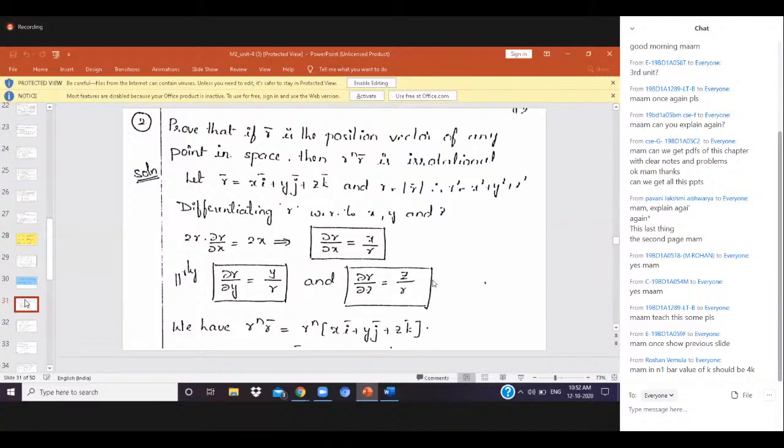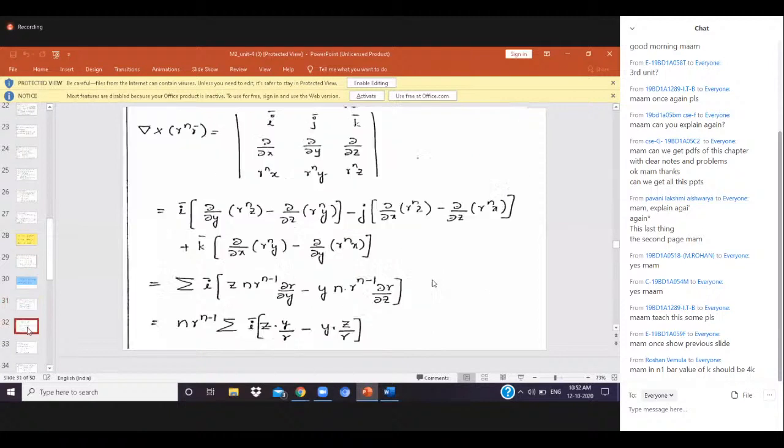Now we calculate r power n into r bar, which is equal to r power n into xi bar plus yj bar plus zk bar. Its curl we are calculating, because we need to show that it's irrotational. So curl of r power n into r bar, we need to show, is equal to 0. Expanding in the determinant form and writing in summation notation, because expanding this totally will cause confusion. So that is summation of i bar, z n r power n minus 1 del r by del x minus y n r power n minus 1 del r by del z.